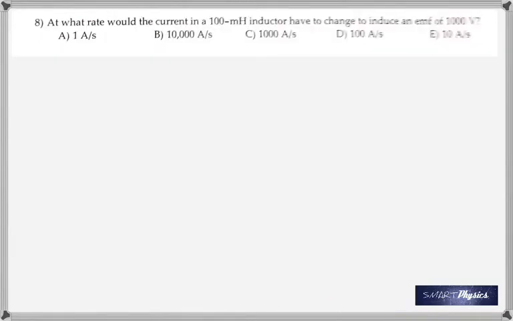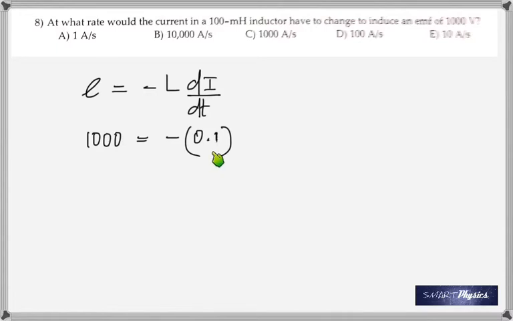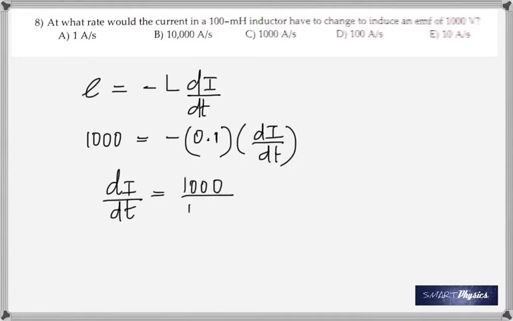8. At what rate would the current in a 100 millihenry inductor have to change to induce an EMF of 1000 volt? The EMF induced in an inductor is given by minus L times di by dt. We require an induced EMF of 1000. The inductance is 0.1 Henry because it's 100 millihenry, and you're asked to find the rate of change of current, which is di by dt. So that is just 1000 by 0.1.